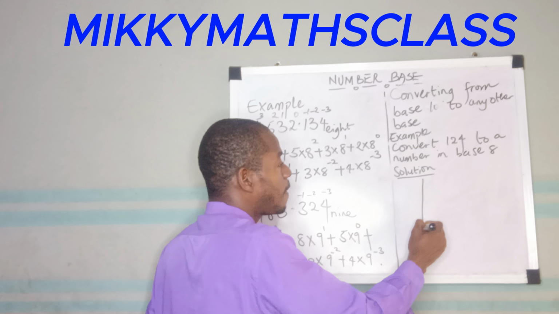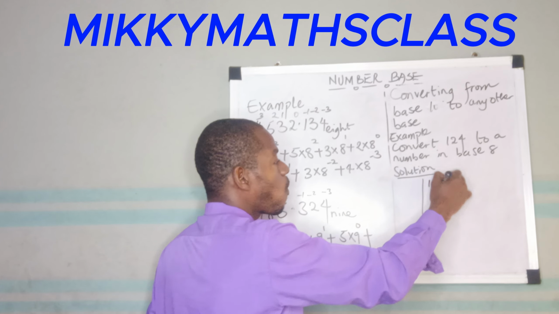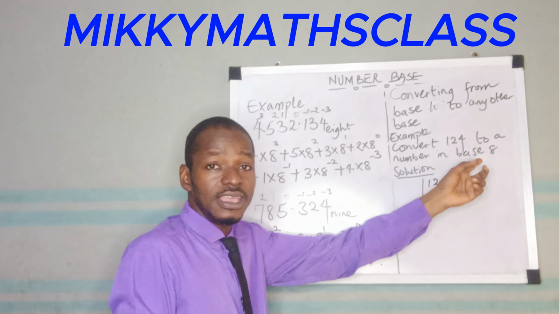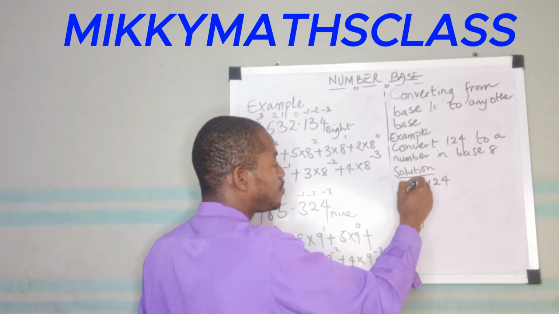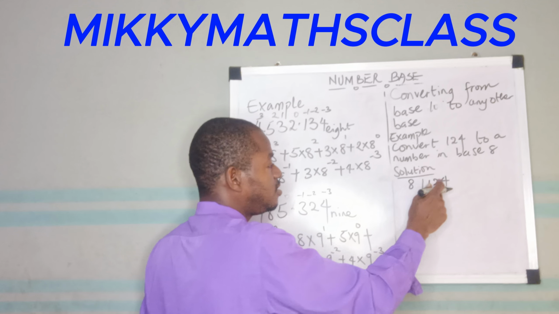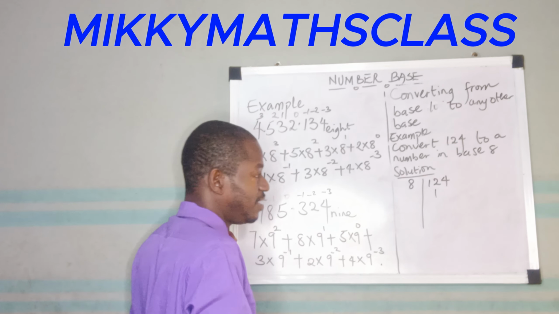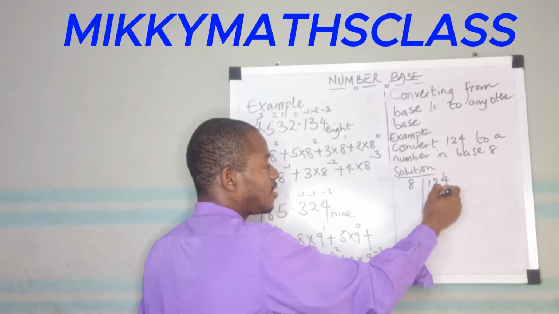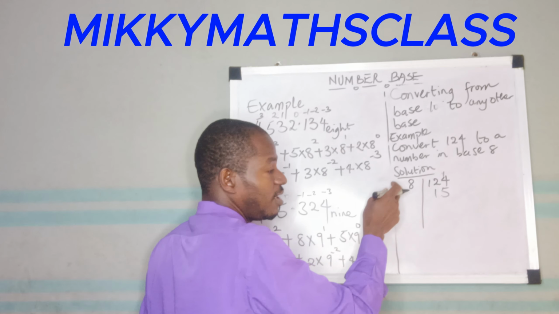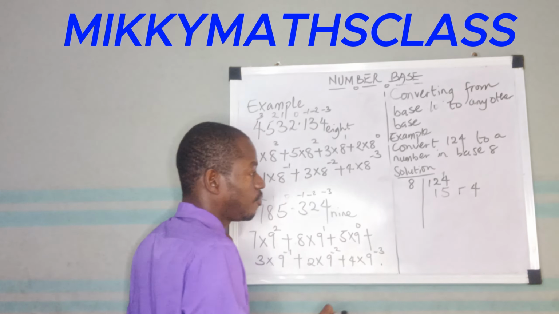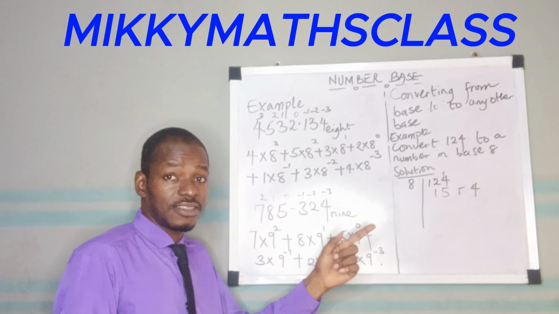So this is 124. We divide it by the base we are going to, that's base 8. So 8 in 124. That will give us 15, remainder 4. 8 in 44, that's 5. 8 times 5 is 40. That's remainder 4. 44 minus 40, that's 4.